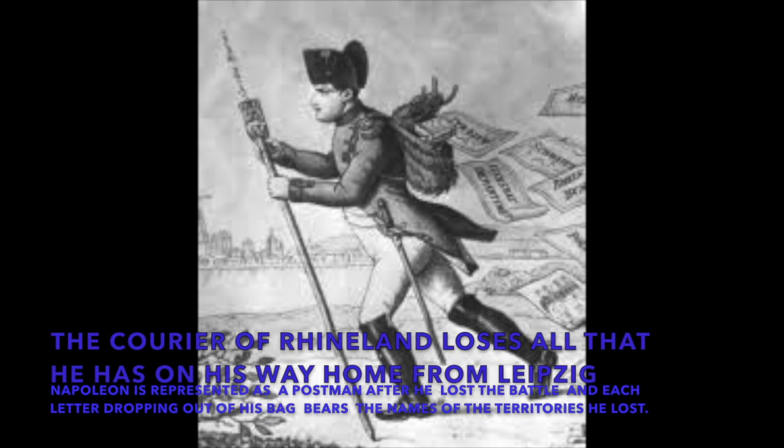This picture is about the courier of the Rhineland who loses all that he has on his way home from Leipzig. Here is Napoleon, children. He is represented here as a postman on his way back to France after he lost the Battle of Leipzig in 1813. Each letter dropping out of his bag bears the name of the territories he lost.